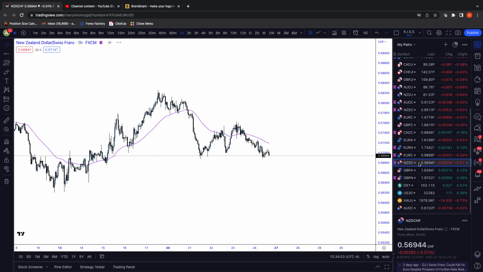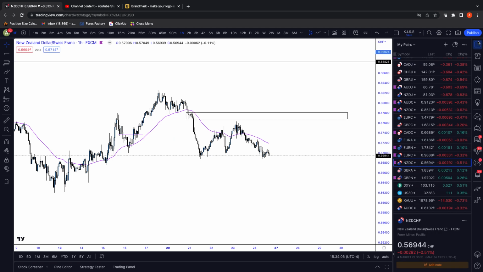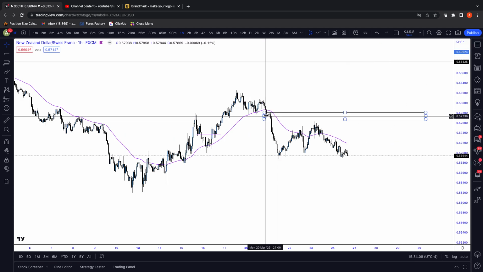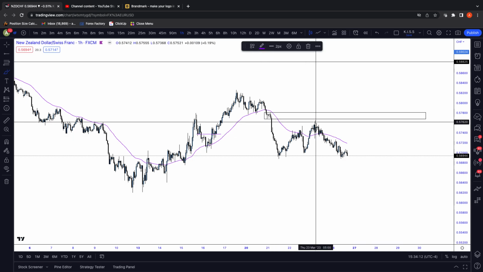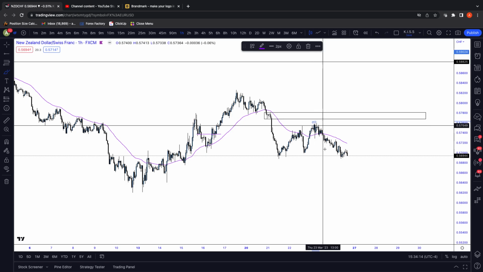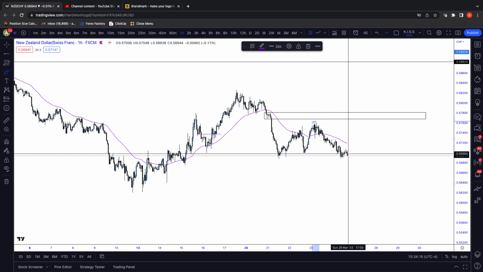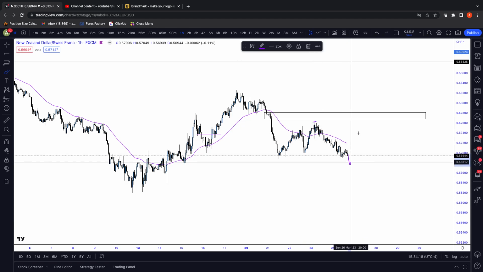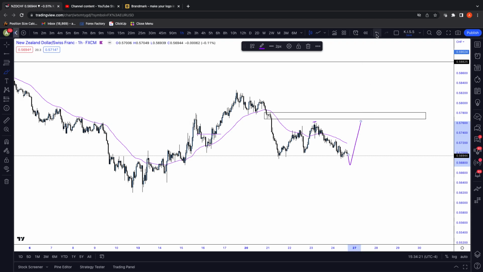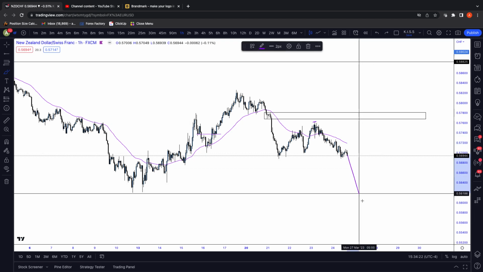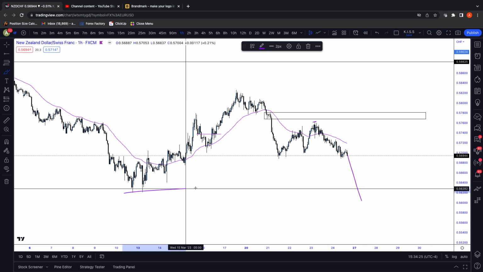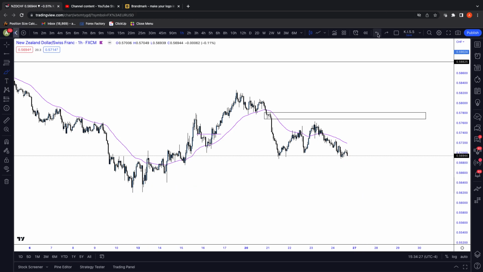Last two. NZD Swiss franc. I do still like our level that we talked about, I believe, on last week's episode. We almost tapped into it last week, but not quite, and so I'm not going to chase this thing. If it continues down, then so be it. If it just continues down and runs out our previous low, oh well. I'm just not going to chase it.